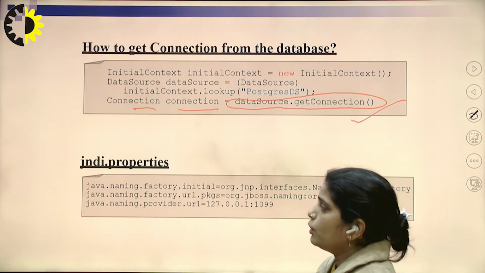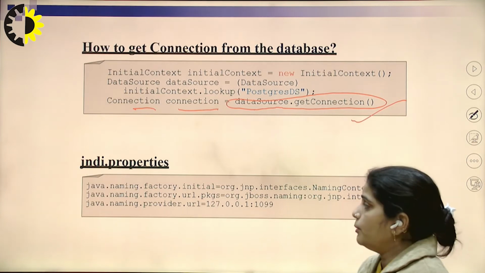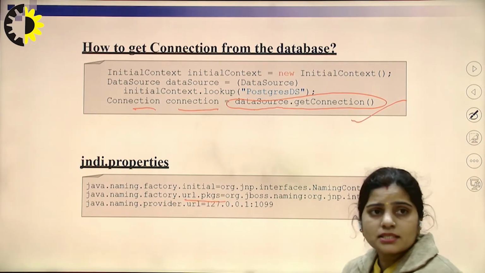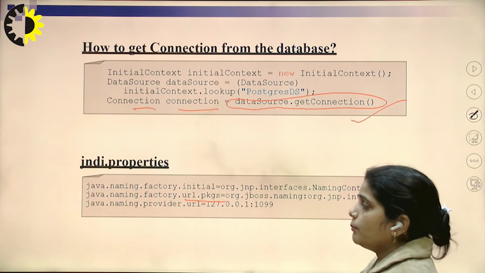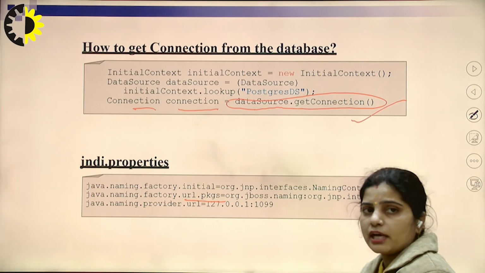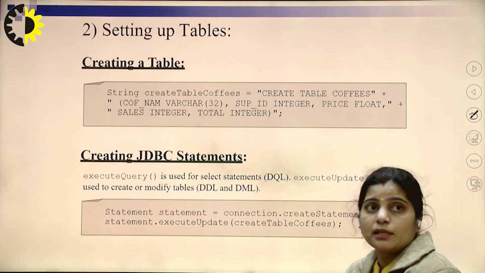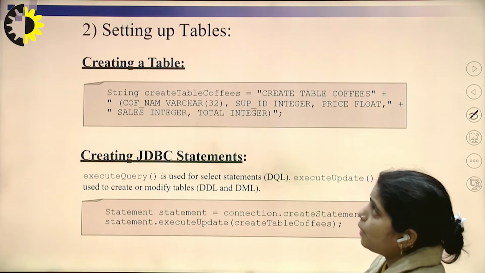First one is java.naming.factory.initial. Second one is java.naming.factory.url.packages. And the third one is java.naming.provider.url. So these are some properties, or some factory methods, which we are using in Java database connectivity. Now the next one is how to set up the tables.